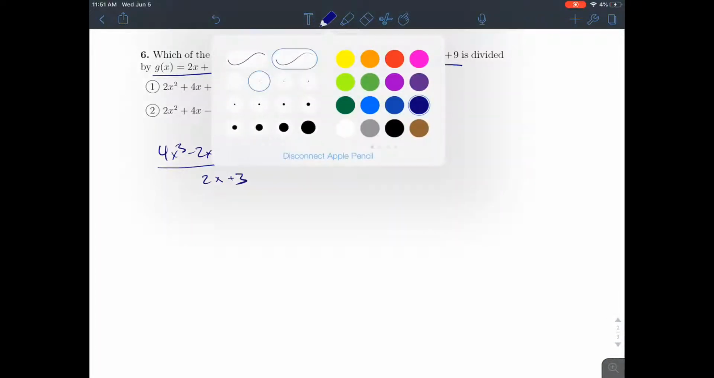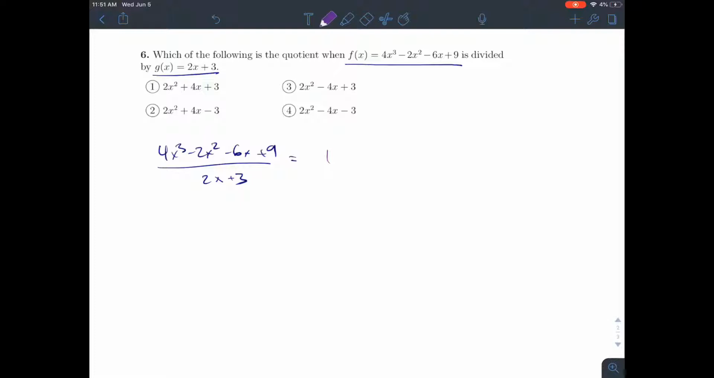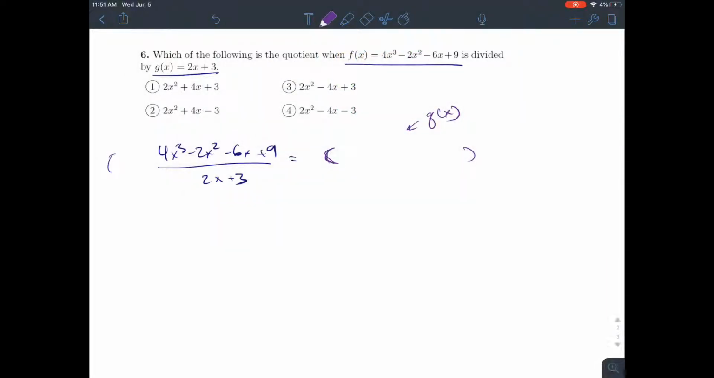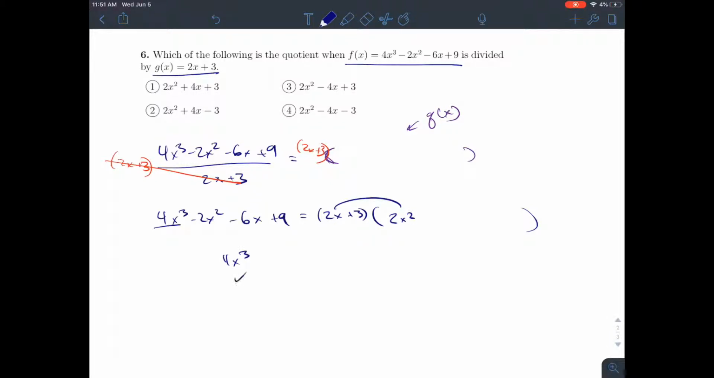We know this is going to equal our giant purple quotient. Now to solve this, we multiply by 2x plus 3 on both sides to turn it into a multiplication problem. And that gives us 4x cubed minus 2x squared minus 6x plus 9 equals 2x plus 3 times our quotient. Now we figure it out term by term. 2x times our first one has to give us 4x cubed, so this needs to be 2x squared. That gives us 4x cubed.